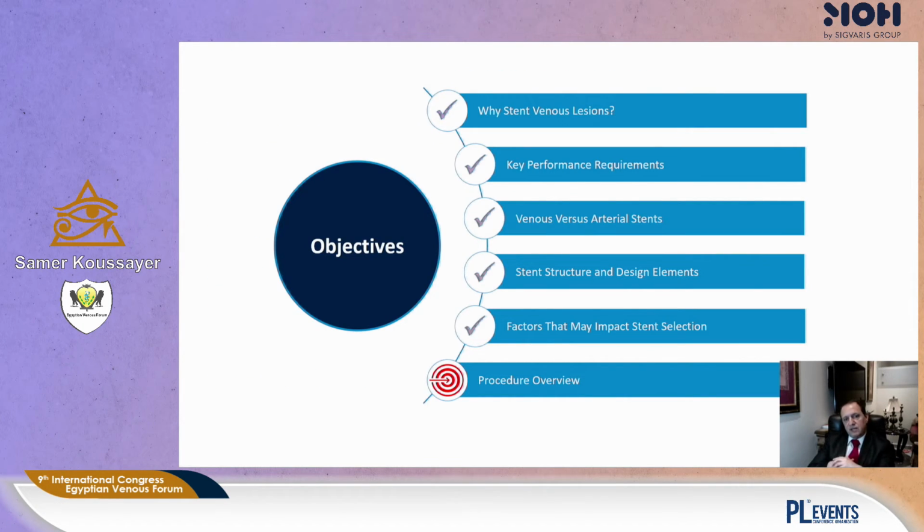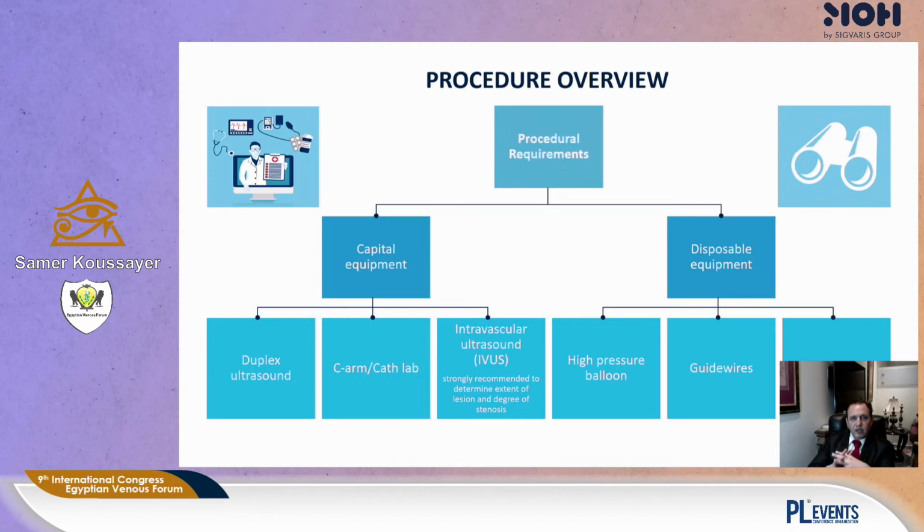Now we come to the final part of my presentation, which is the procedure overview. For the procedure requirements, you need two parts. You need a capital investment or equipment, like a duplex ultrasound, C-arm or cath lab. IVUS is very, very important to determine the extent of the lesion and degree of stenosis. I cannot imagine, guys, you do a venous intervention without an IVUS. It's very important to invest in that.